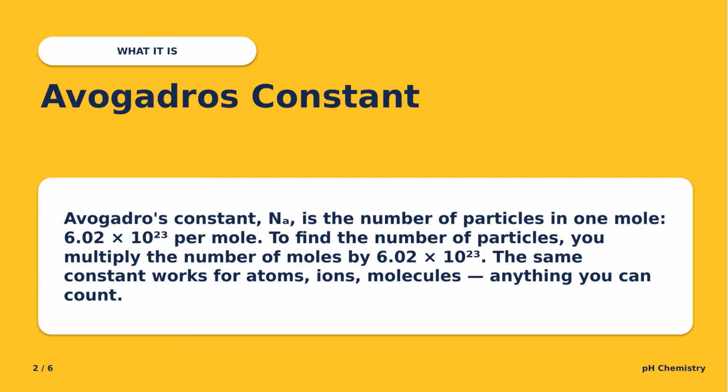Avogadro's constant, Na, is the number of particles in 1 mole, 6.02 times 10 to the 23 per mole. To find the number of particles, you just simply multiply the number of moles by 6.02 times 10 to the 23. The same constant works for atoms, ions, molecules, anything you can count.